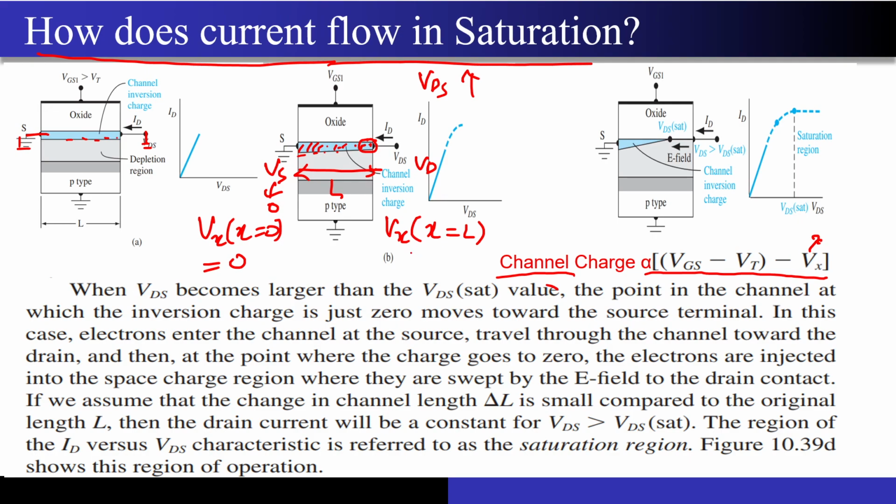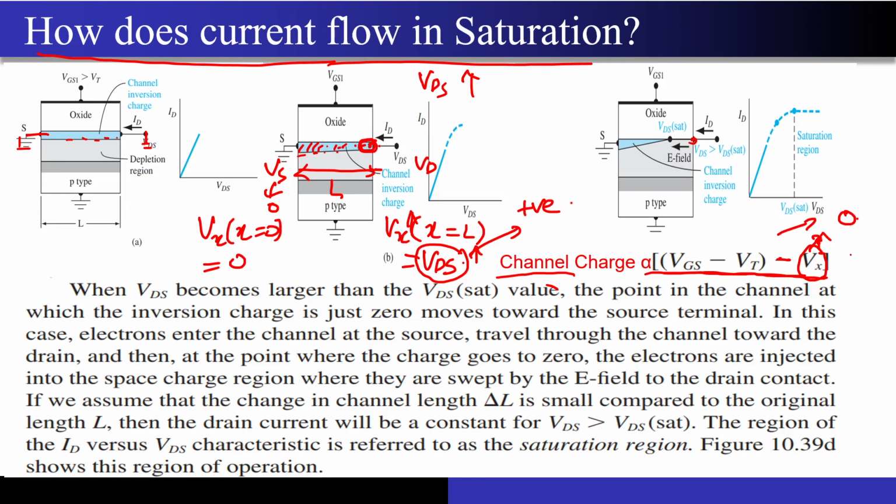So Vx at x equal to L is nothing but VDS, and this VDS is always positive. If I'm increasing the VDS, that means I'm increasing the Vx at the drain end. If I keep on increasing Vx, there will come one point where this term will reduce down to 0, because my Vx has a negative sign. The moment this term becomes 0, we call that point the pinch off point, and your channel reduces to a single point at this end.